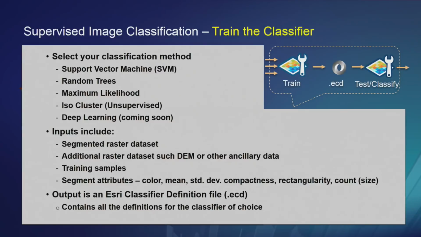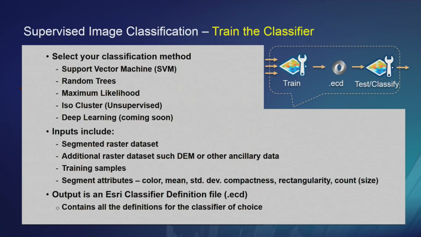Then you train the classifier. The machine learning classifiers are support vector machine, random trees, which is random forest, and deep learning, which we'll talk about later. Also supported are maximum likelihood and isocluster for unsupervised classification. The inputs include the segmented data set and an additional raster data set. This is where you can really add information that influences your classifier with the second raster data set.